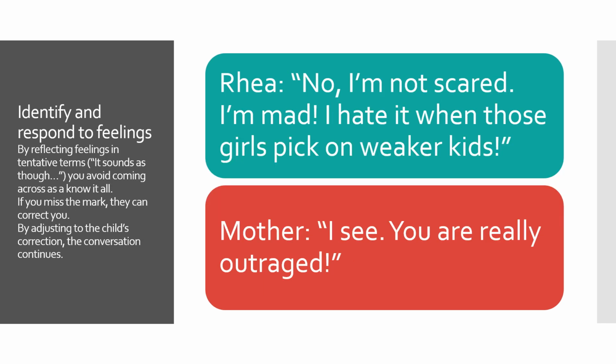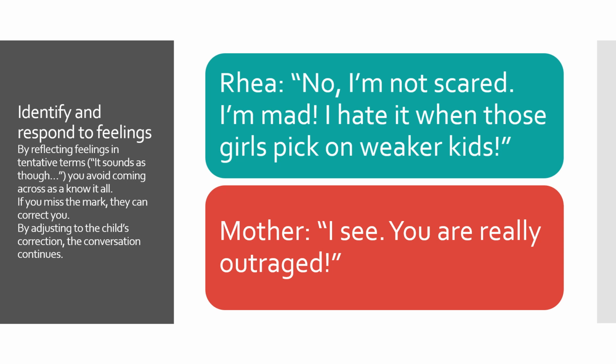By reflecting the feelings in tentative terms, like it sounds as though XYZ, or I guess that's pretty scary, right? So saying it sounds as though and then inserting the feeling, or I guess, and then inserting the feeling, you avoid coming across like you're trying to be a mind reader or a know-it-all. If you miss the mark about what your child is feeling, they can then correct you, but then it shows that you are listening and trying to understand.